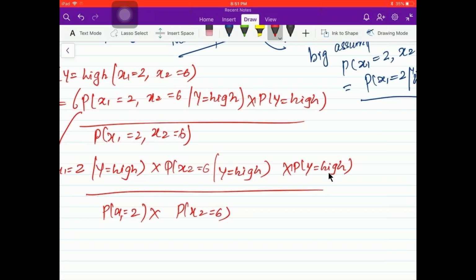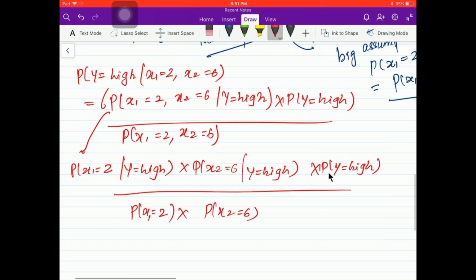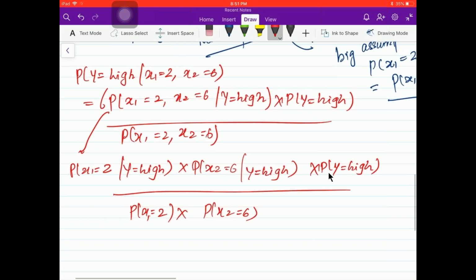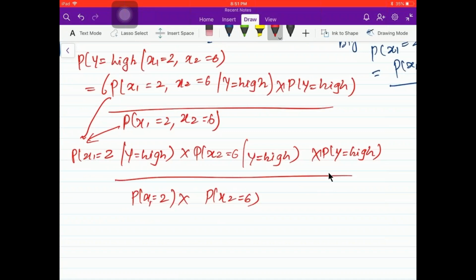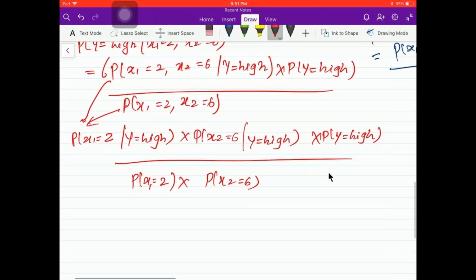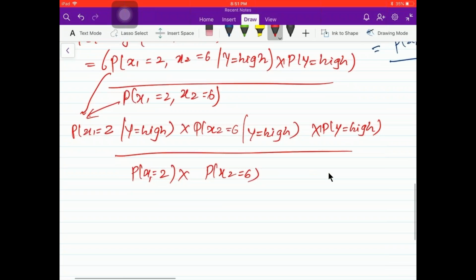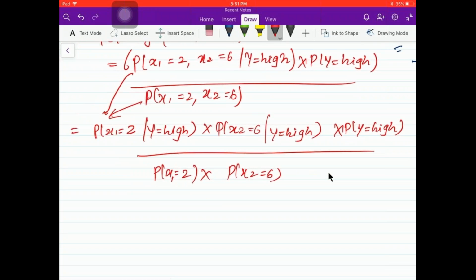Is this fine? In both places I've used the naive Bayes assumption. Correct. Now what is the probability? We have first, what is the probability of x1 equal to 2 given y equal to high?